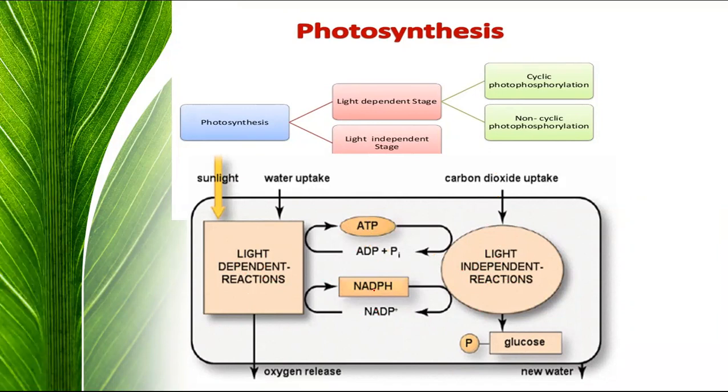That means these two products are essential for the formation of the dark reaction, and with the help of this ATP and the NADPH2 in the dark reaction they form glucose. Okay, now this is photosynthesis.